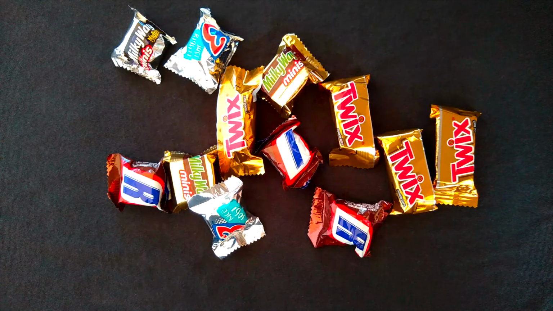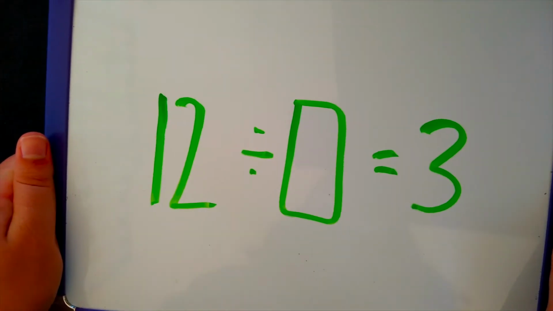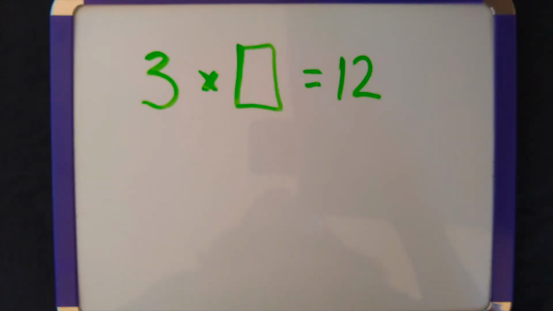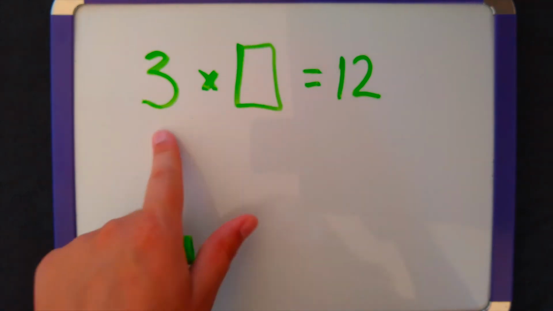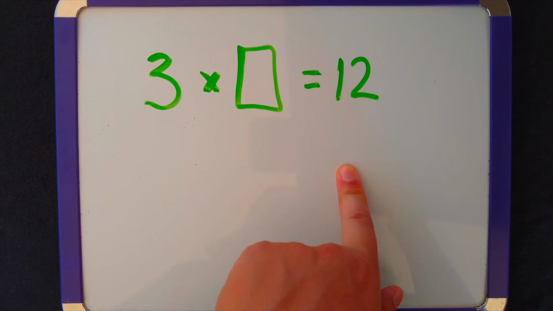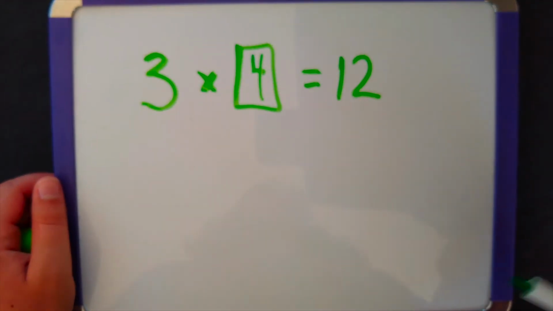So the question is, 12 divided by what would give me 3? Another question to ask that will help us is 3 times what equals 12? That's right, 3 times 4 equals 12.